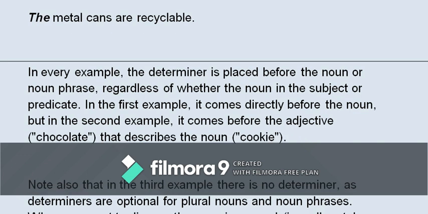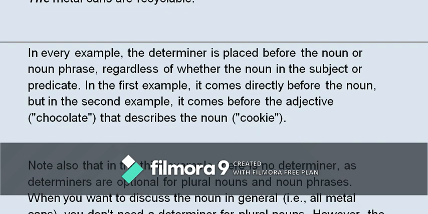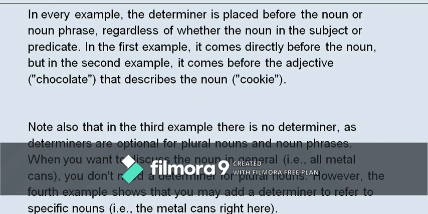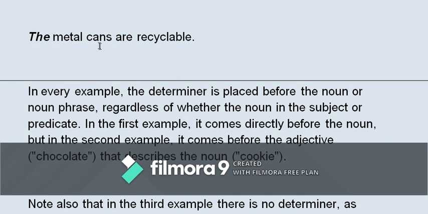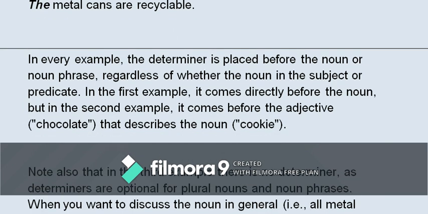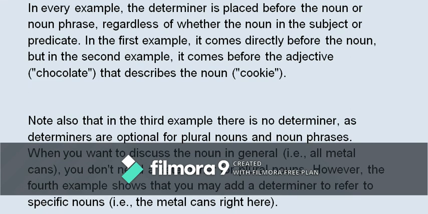Let us discuss that. Note that in the third example, there is no determiner, as determiners are optional for plural nouns and noun phrases. When you want to discuss the noun in general, that is all metal cans, you don't need a determiner for plural nouns. However, the fourth example shows that you add a determiner to refer to specific nouns, that is the metal cans right here. So in the above example we have seen that the was added to make it specific. Now let us proceed further. This difference is only in the context of the meaning that you want to convey from the example.